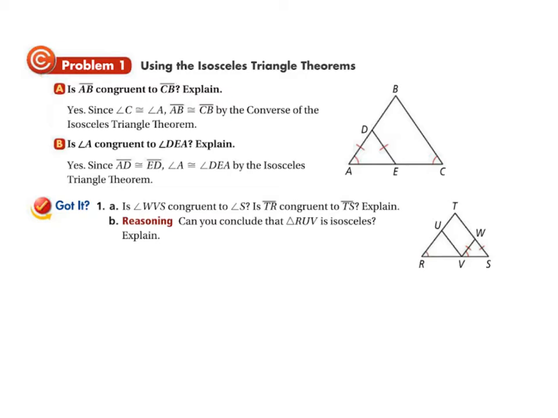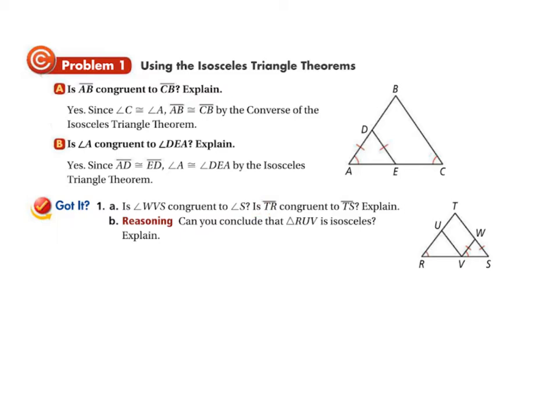Okay, so I don't have access to the book answers, so what I'm going to do here is just talk you through this answer. Is angle WVS, that's marked with a single angle mark, congruent to angle S, which is right here? And yes, the isosceles triangle theorem states that if two sides of this small triangle, WVS, are congruent, their base angles are congruent as well. So this must be congruent to this. So that first answer is yes.